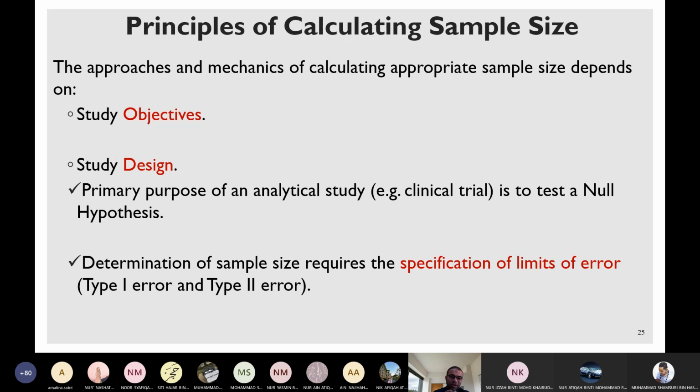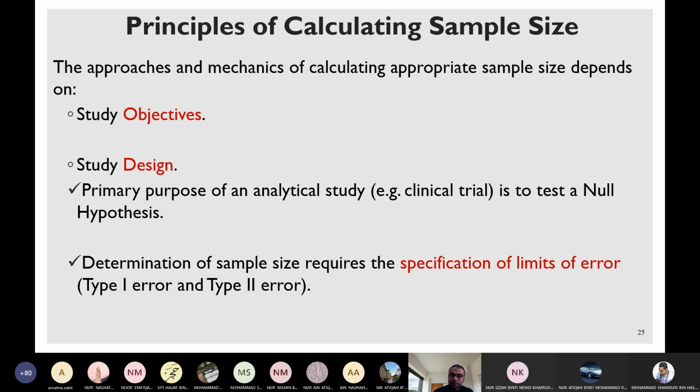And of course, one other point regarding the study design. The study design will have a role. I will show you an example, inshallah. According to the study design, different methods and different calculations can be there, and the input you are required to obtain to calculate the sample size will be different.